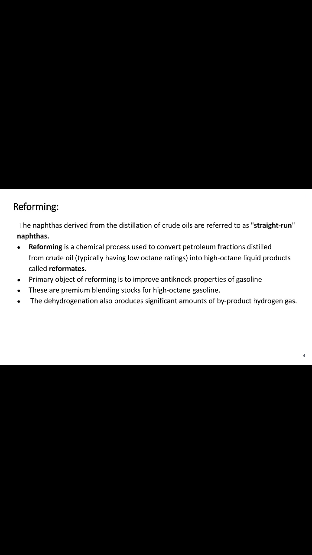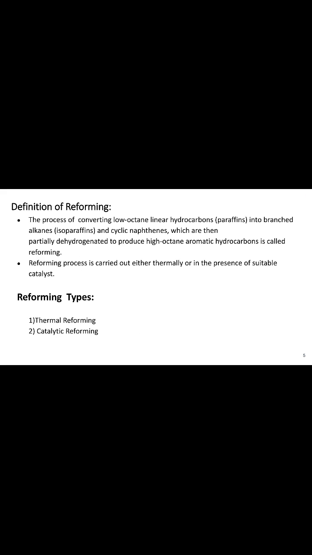Reforming is a chemical process used to convert petroleum fractions distilled from crude oils, typically having low octane ratings, into high octane liquid products called reformates. The primary object of reforming is to improve anti-knock properties of gasoline. These are premium blending stocks for high octane gasoline. The dehydrogenation also produces significant amounts of byproduct hydrogen gas.